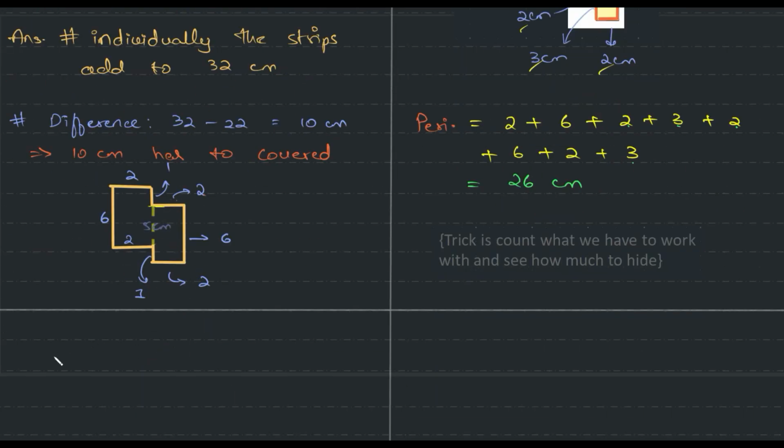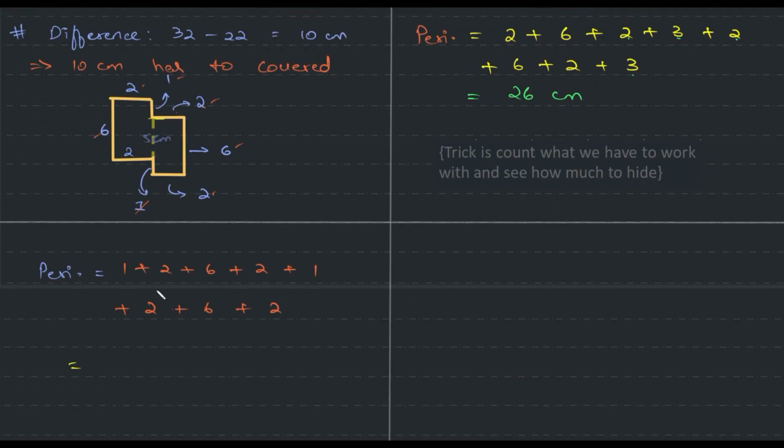So let's have a look. Perimeter over here. So 1 plus 2 plus 6 plus 2 plus 1 plus 2 plus 6 plus 2. So let's see if this adds to 22. 3, 9, 10, 12, 12, 13, 14. 14 plus 6 is 20, 22. And it did add to 22 centimeter.